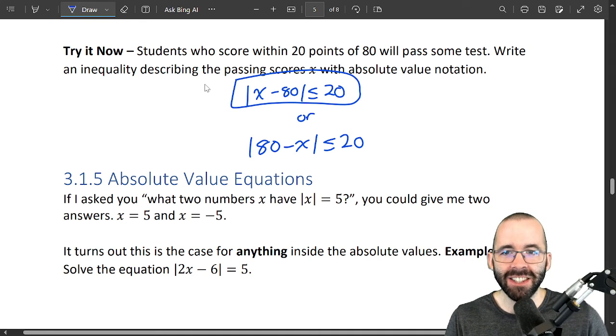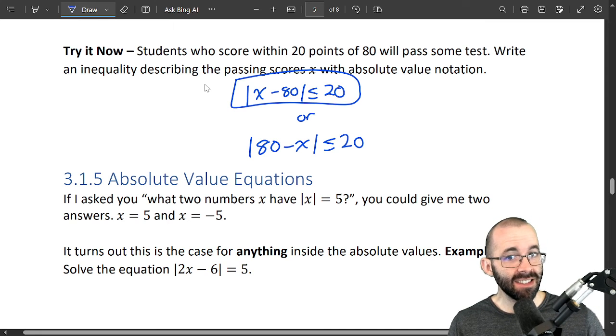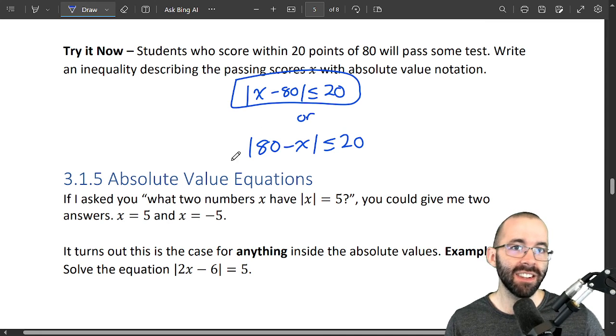So this is kind of an introduction to absolute values and how we can think about them as distances. And that's going to make the next two videos a little simpler, I think.